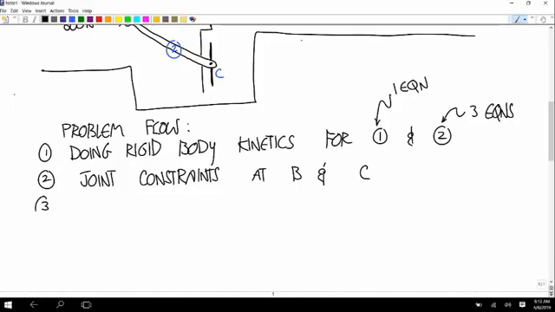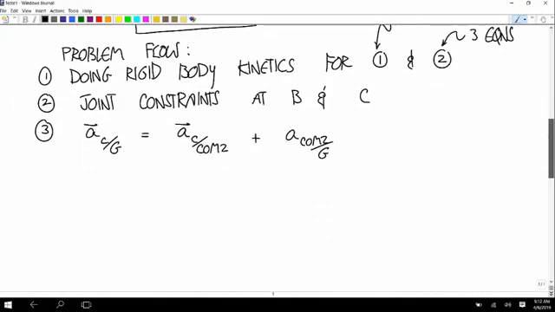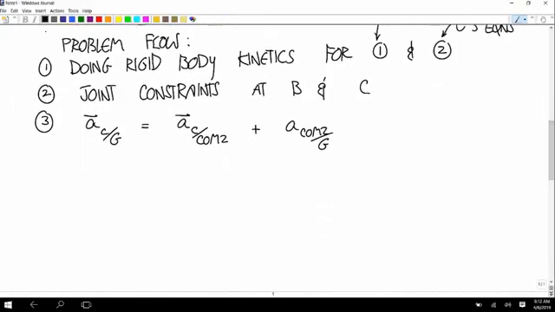And then the last step is the acceleration of the point C relative to the ground is going to be equal to the acceleration of the point C relative to the center of mass of 2 plus the acceleration of the center of mass of 2 relative to the ground. The first term, the acceleration of C relative to the center of mass, is a circular motion problem, and the second one is one that we're going to have solved for with Newton's laws. Or it'll already be a variable.